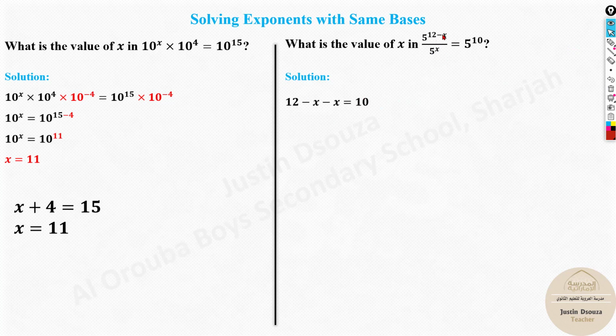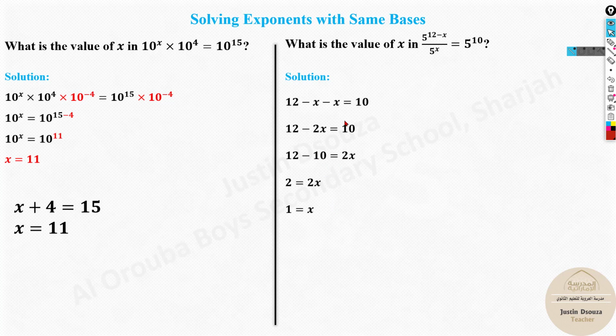So what do you do? It's 12 minus x. This goes up, so it's minus x again and equals 10. That's it. And then you need to simplify this, minus 2x over here, and then you take this to the other side and bring 10 to the other side. It becomes minus 10 and positive 2x. 12 minus 10 is 2 and the answer is x equals 1.